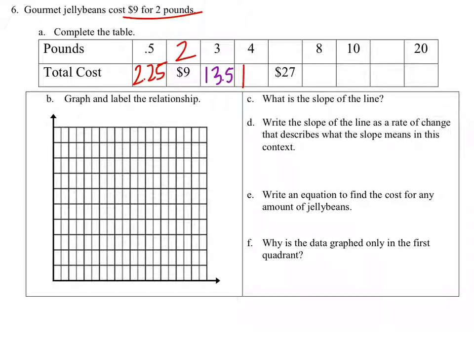How much for 4 pounds? 18 bucks. How about 27 bucks? How many pounds could I buy? 6. How much would it cost for 8 pounds? 36 bucks. And 10 pounds? 48. Isn't it? Oh, I mean, yeah, gosh. 45, dang it. What about 20 pounds?